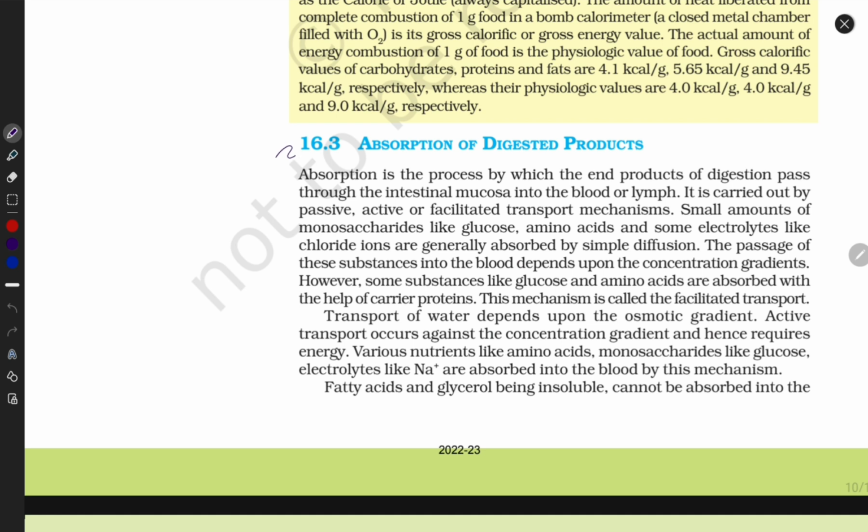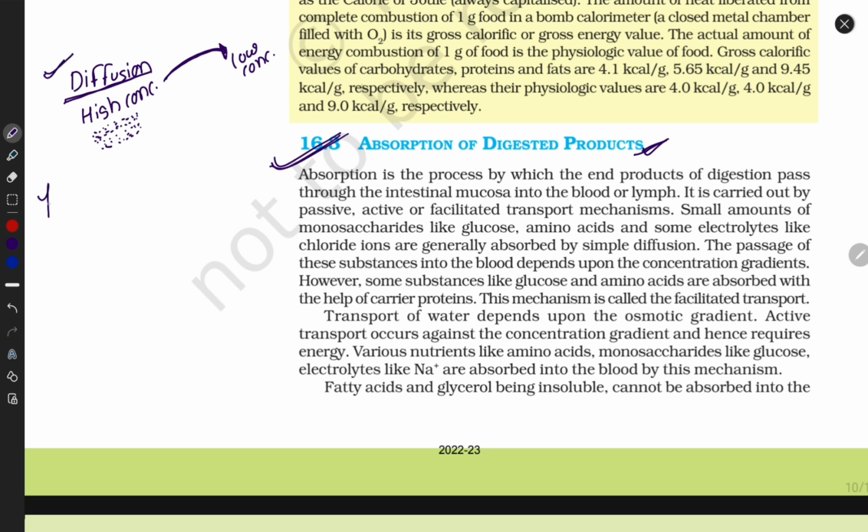Our next topic is absorption of digested food and their products. Before starting this absorption and digestive products, we have to clear some terms, like what is diffusion. What is diffusion? When molecules, ions, any kind of compounds travel from high concentration to low concentration. If something is high in here, they move towards their lower concentration. This term is clear, guys.